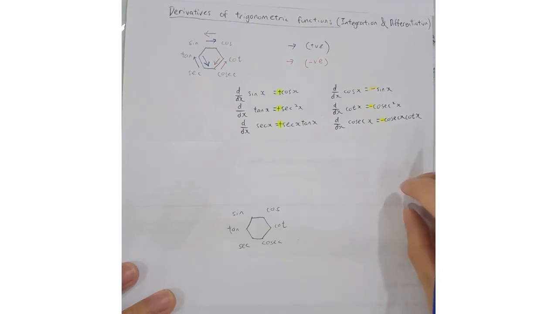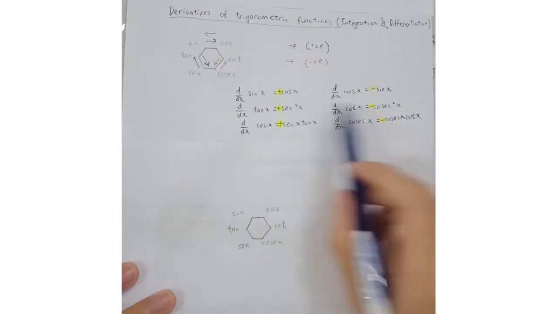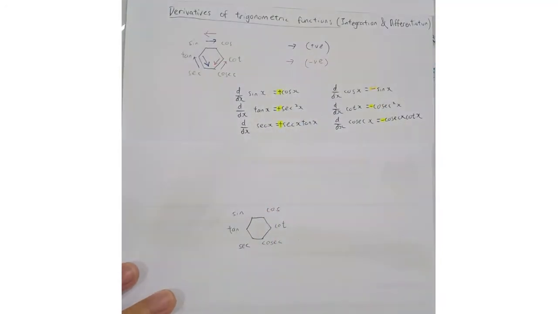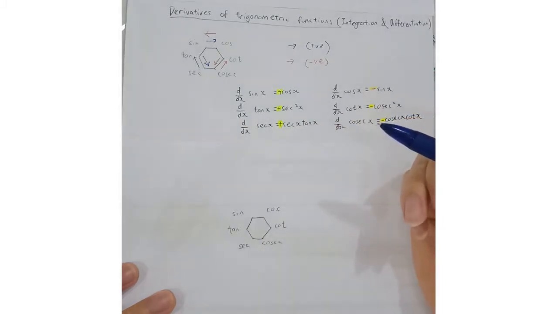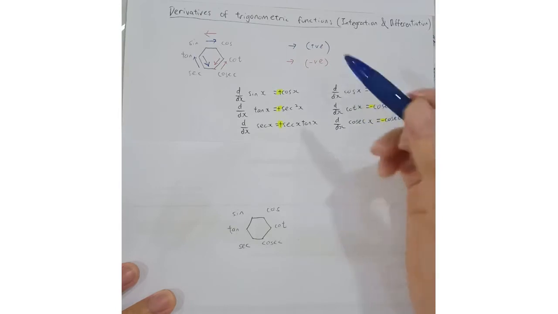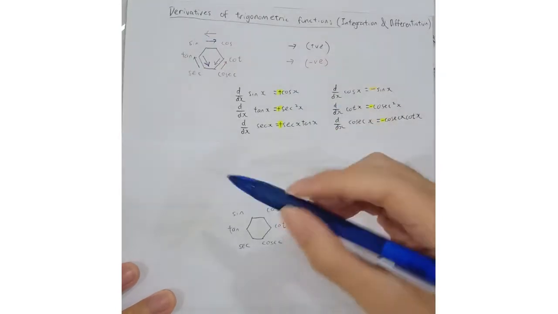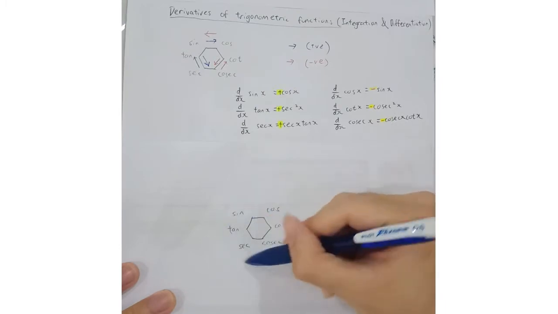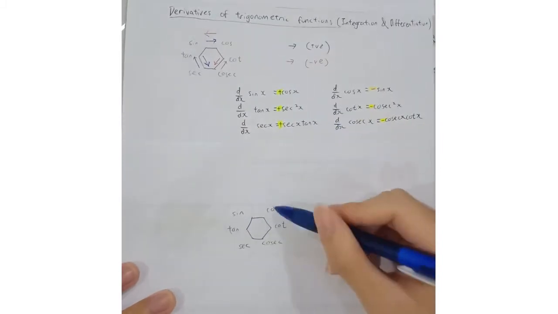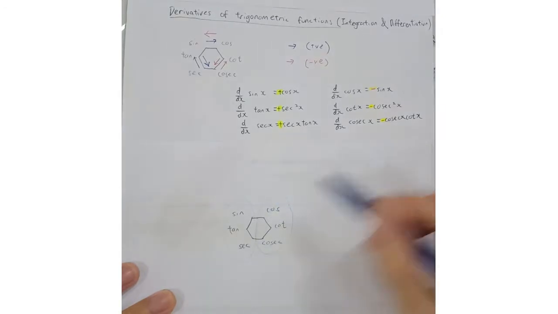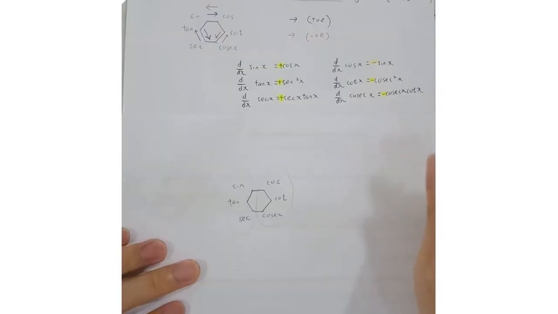Next, what we are going to do is to write out these derivatives. The advantage of using this hexagon is that you will not get confused about the sign of the derivatives. What I mean is that for the left part of the hexagon, if you differentiate it, you will always get a positive result. While for the right side of the hexagon, when you differentiate it, you will always get a negative result.